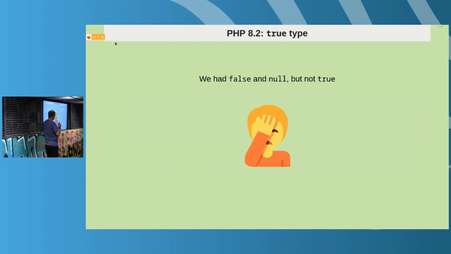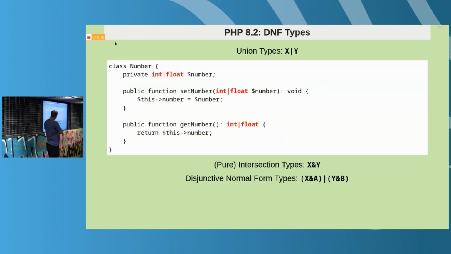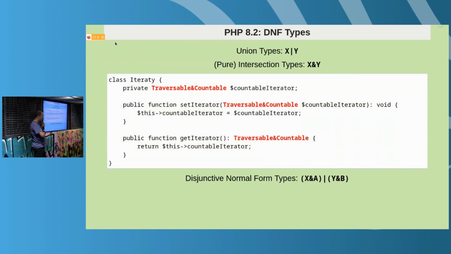With true or false or null, it does not cast at all. So you'll get a type error. All right, so you remember the union types, int or float. You remember the intersection types, traversable or countable.